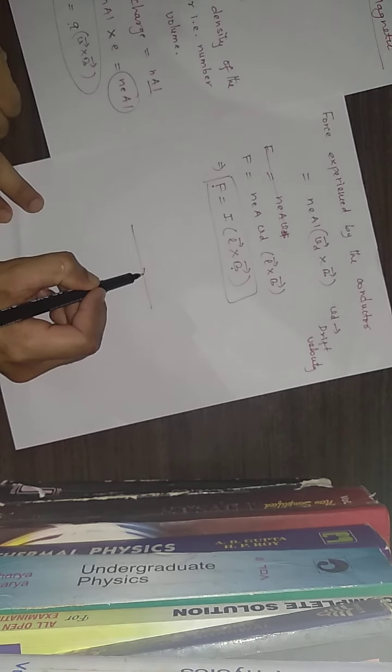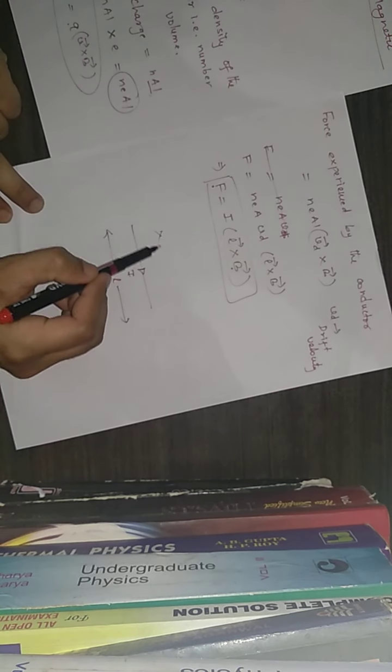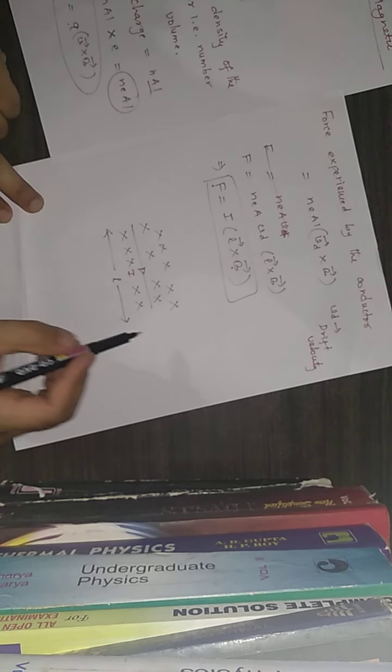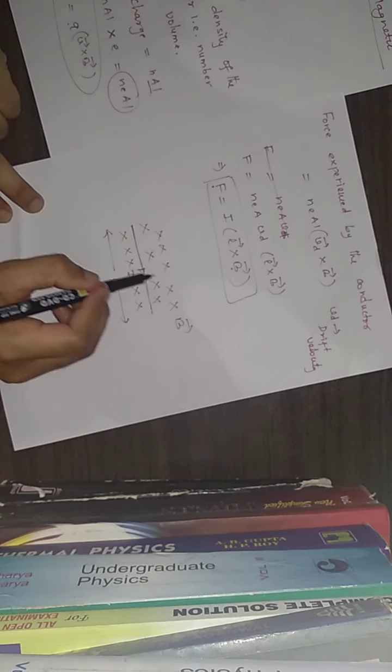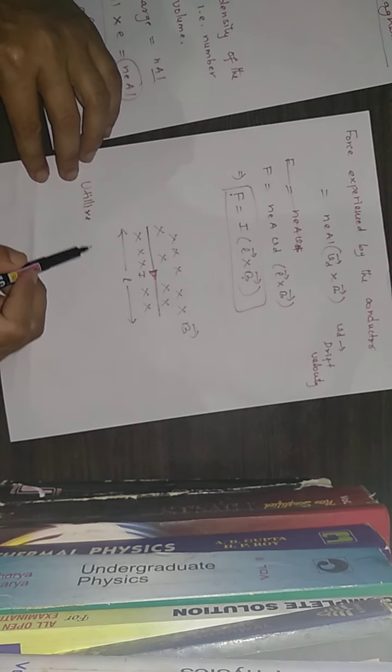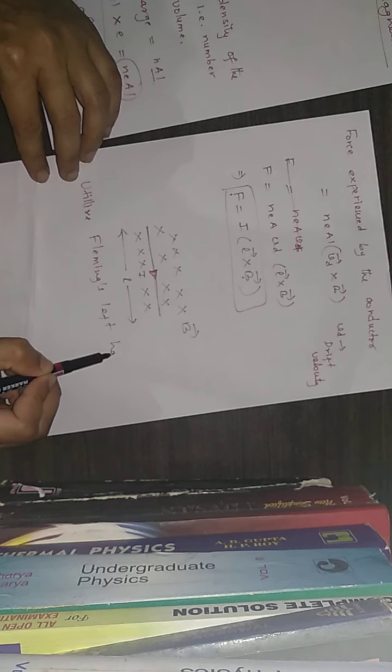Suppose this is your current flowing in a conductor which has a length of L, and it is in the magnetic field which is going inside the plane of the paper. Then this current carrying conductor in this magnetic field will experience a force, and the direction of the force will simply be given by Fleming's left hand rule. So utilize Fleming's left hand rule.